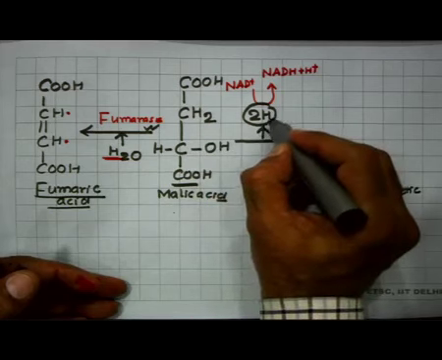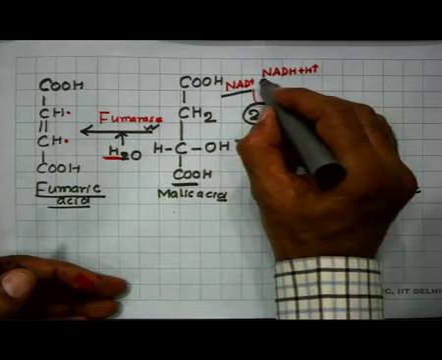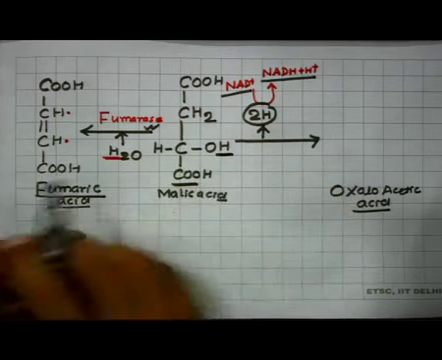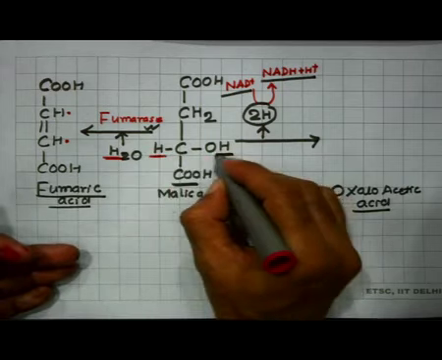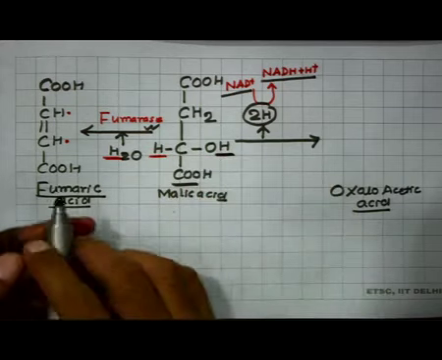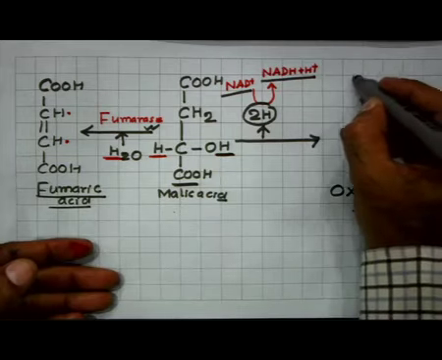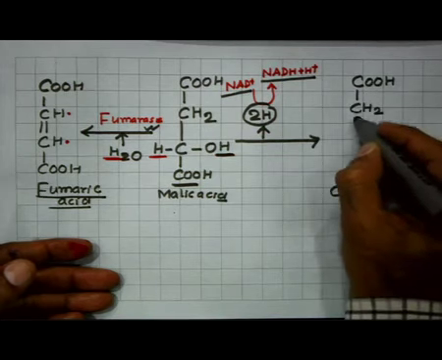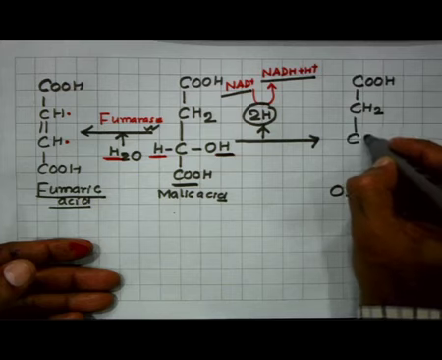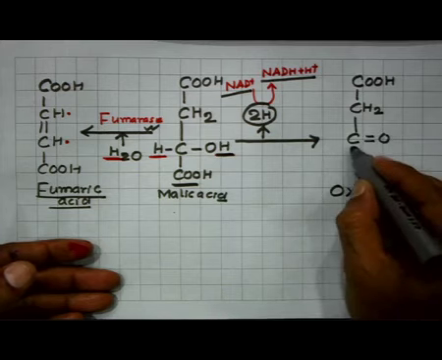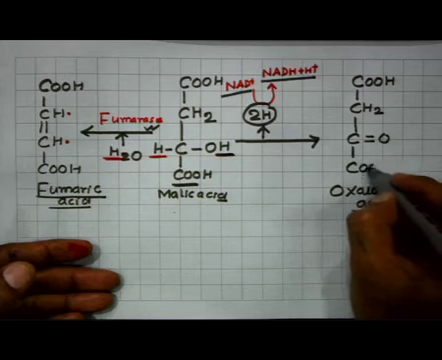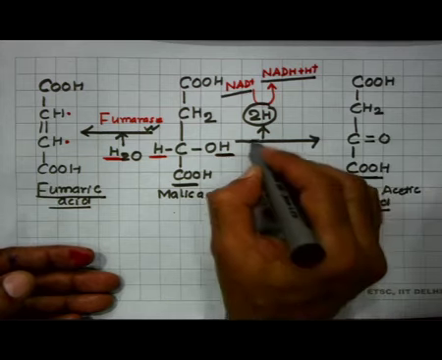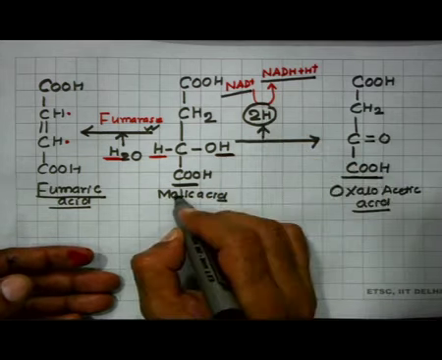This hydrogen is added to the NAD and it is converted to NADH2, and this hydrogen and this hydrogen are removed from the malic acid. So, we can easily write the structure of oxaloacetic acid, which already in my first reaction CH2, here only oxygen is present. So, oxygen is written as a double bond and COOH is there. So, there is the formation of oxaloacetic acid and removal of hydrogen from the malic acid.